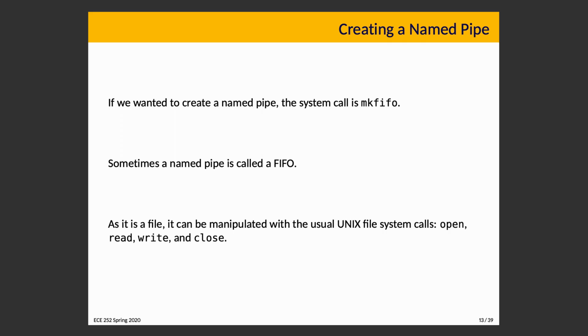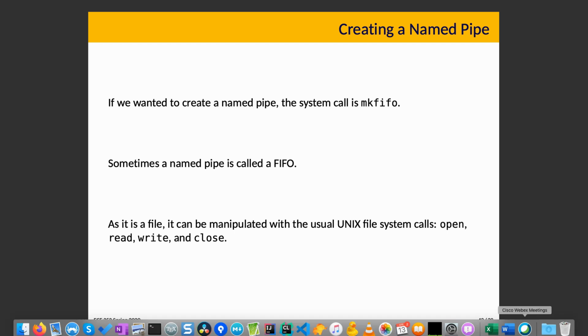The last thing I want to mention on the subject of the pipe is that you can create a named pipe using the system call mkfifo, that is first in, first out, because that's sometimes what a named pipe is referred to as. And you just treat it like a regular file. It is manipulated with the usual system calls: open, read, write, close. The difference is that when you write to a file, you're writing to persistent storage. When you are writing to a named pipe, it's just going into a memory buffer of some sort.